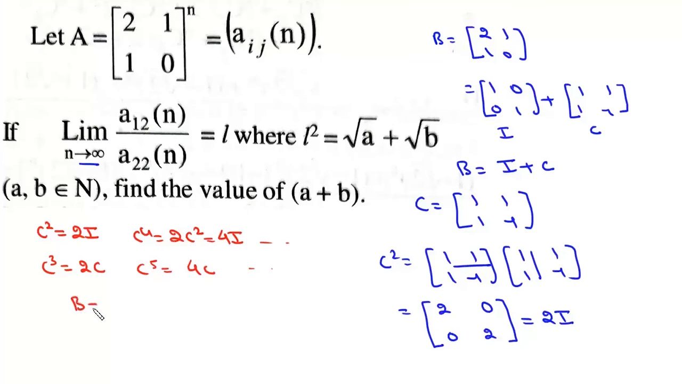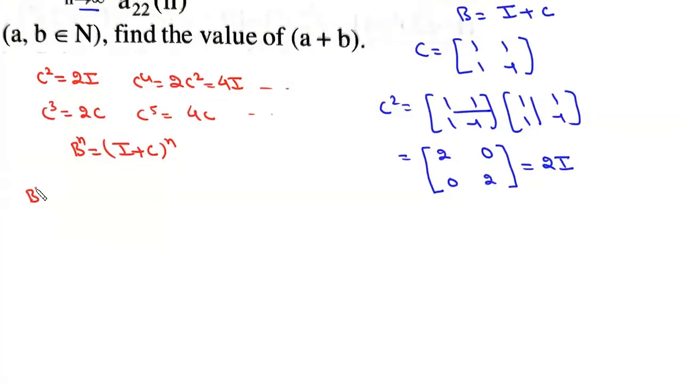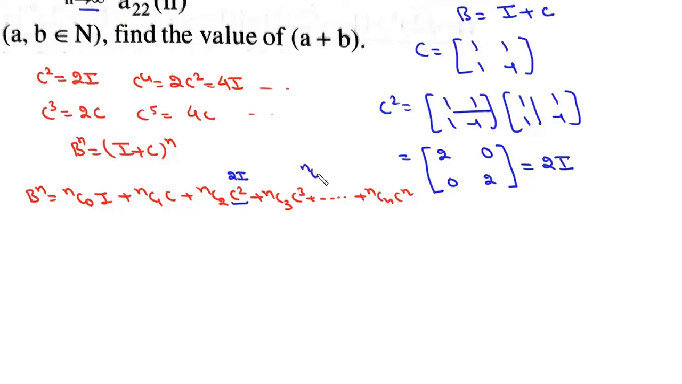Now we have assumed this B is I plus C. Now we take the nth power of B, then it will be I plus C to the power n. Now we can write this as B to the power n equals nC0 into I plus nC1 into C, nC2 into C square, nC3 into C cube, and this series will continue up to nCn into C to the power n. Now for even powers of C, it will be simply 2I, and for nC4 it will be 4I.